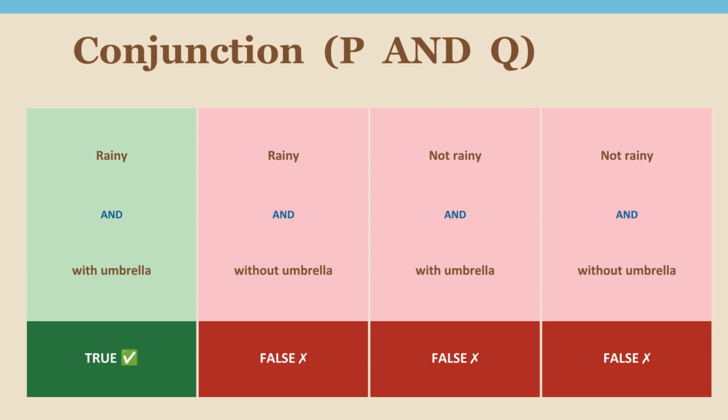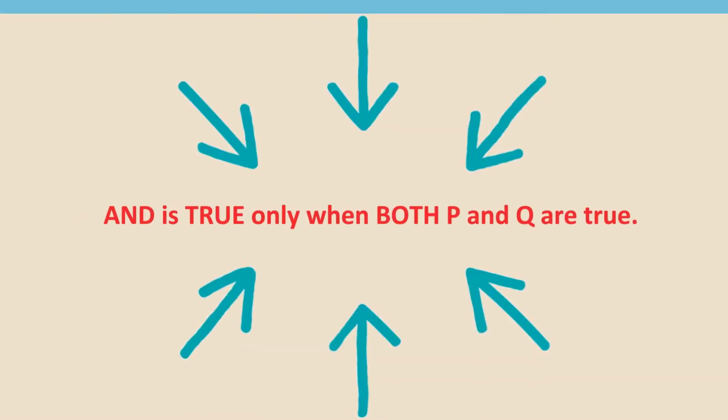This gives us the golden rule of conjunction: the and operator is true only when both p and q are true. If even one of them is false, the whole conjunction is false.